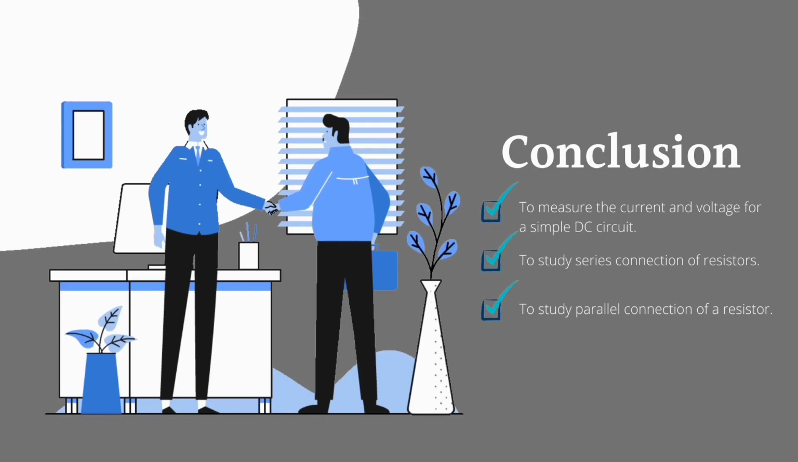In the end of this experiment, we can conclude that the experiment was successfully conducted because the current and the voltage of a simple DC circuit can be measured by using Ohm's law formula, which is V equals to IR. The voltage and the current of the series and parallel circuit were successfully observed by connecting the ammeter and voltmeter in the circuit and using the formula for series and parallel connection.